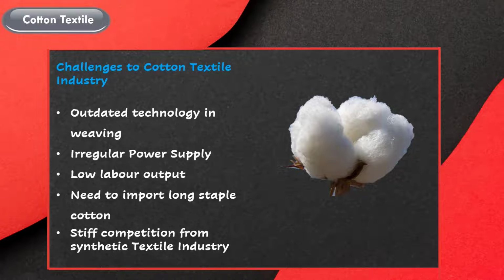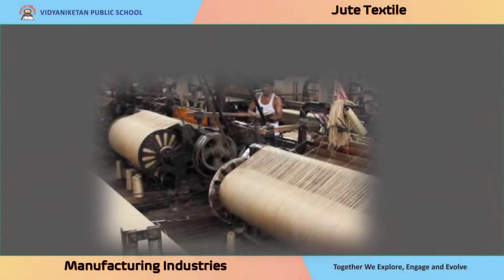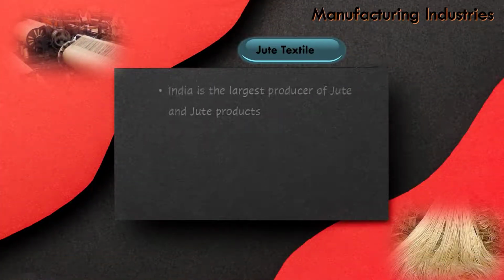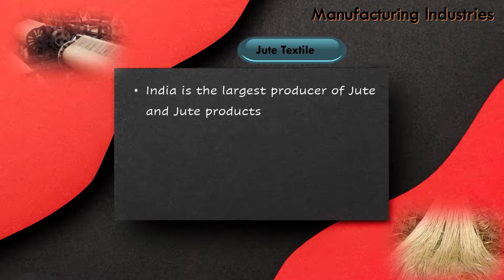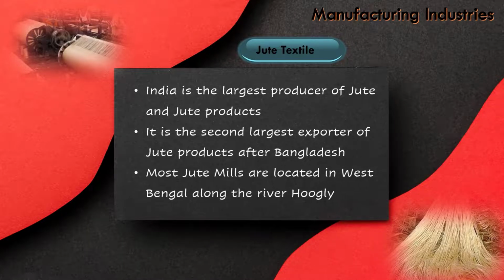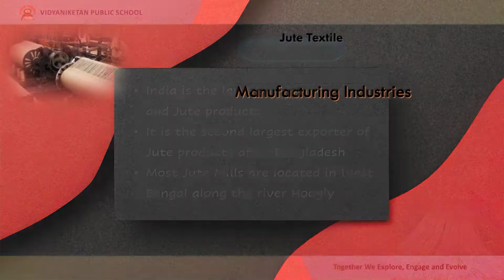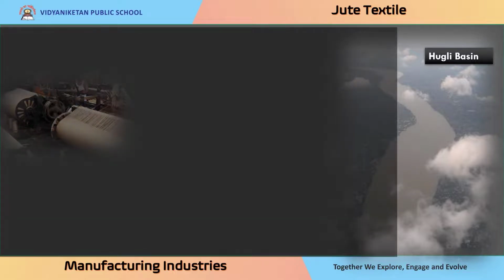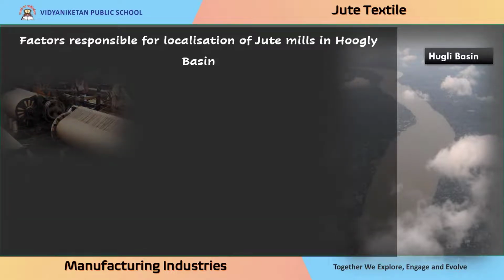Let's move on to the next agro-based industry. Jute textile. India is the largest producer of jute and jute products. It is the second largest exporter of jute products after Bangladesh. Most jute mills are located in West Bengal along the river Hooghly. Hooghly Basin has the largest concentration of jute mills in India.